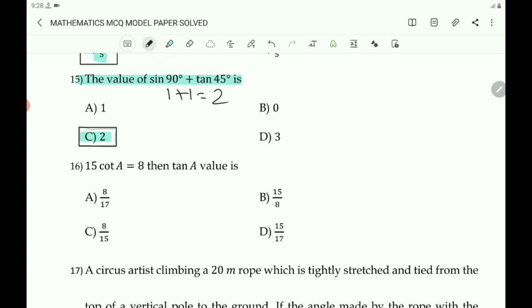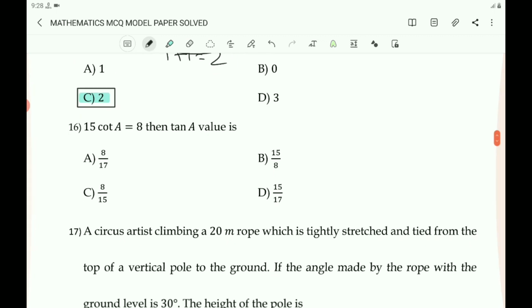You must know the values of the trigonometric ratios from 0 degree to 90 degree. Then only you can get the answer here. But if you don't know them, you can't get the answer. So you know sin 90 is 1, tan 45 is 1. So 1 plus 1 is 2.